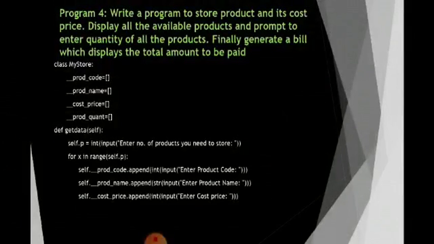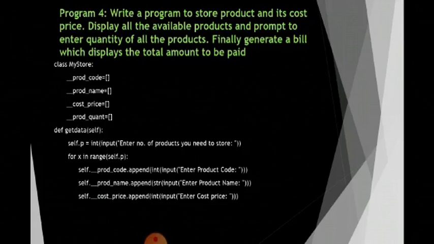The next variable is product name. Here these four variables are private variables. So in a class, how are private variables defined? Private variables are defined by using the double underscore symbol before the variable name. So code, product name, cost price, product quantity are all private members, and these are all list variables. For that we are using square brackets. An empty square bracket creates an empty list, and for these four variables we are creating empty lists.